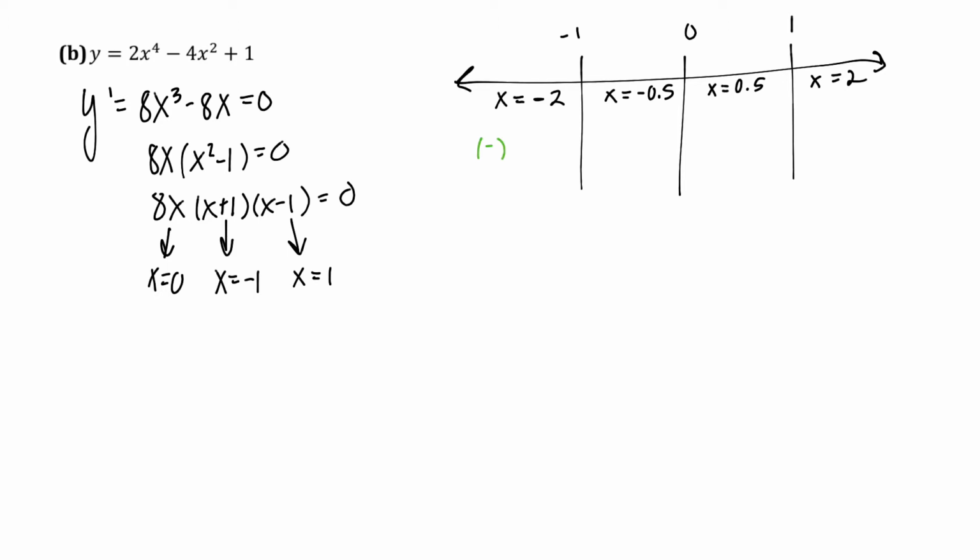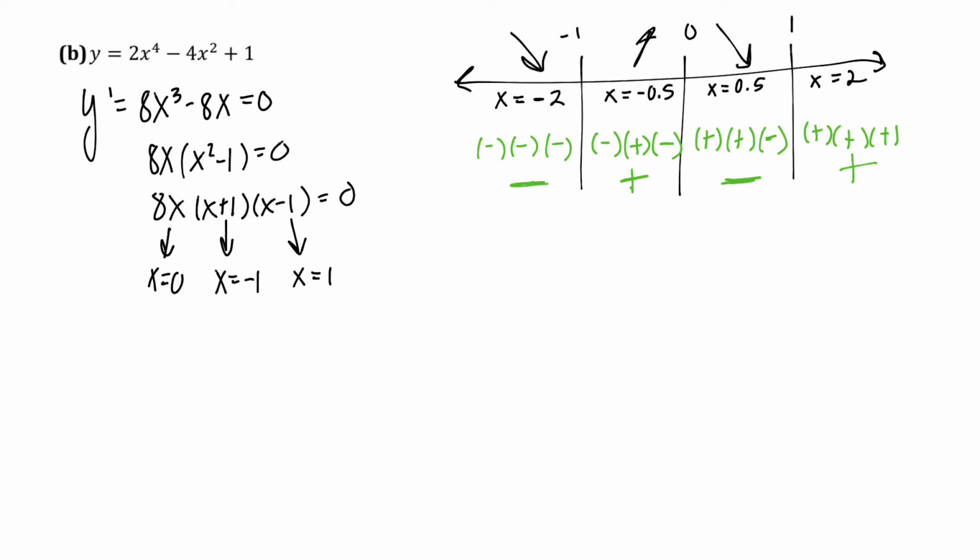So -2 itself is negative, -2 plus 1 is negative, -2 minus 1 is negative, 3 negatives make a negative. -0.5 times 8 is negative, -0.5 plus 1 is positive, -0.5 minus 1 is negative. Two negatives make a positive. 0.5 times 8 is positive. 0.5 plus 1 is positive. 0.5 minus 1 is negative. And then 8 times 2 is positive. 2 plus 1 is positive. 2 minus 1 is positive. 3 positives make a positive. So decreasing, increasing, decreasing, increasing.